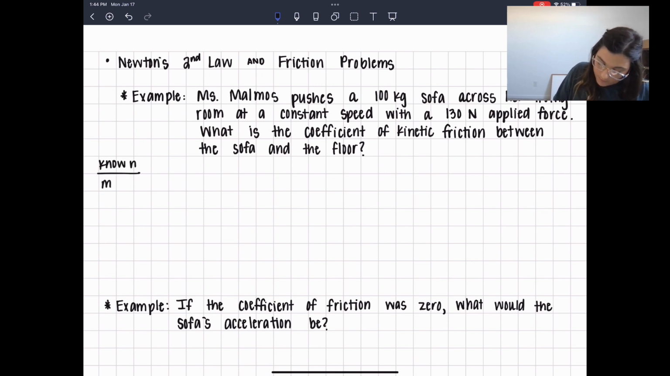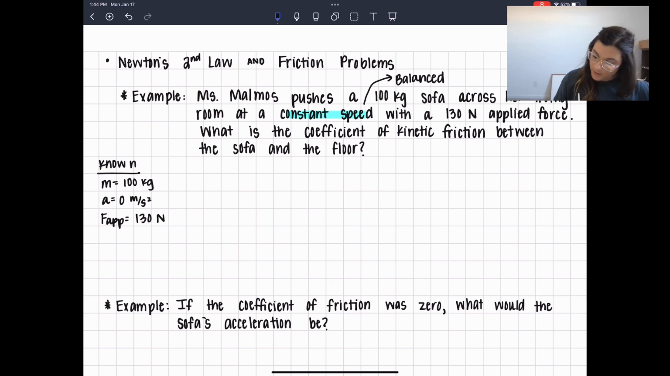I know the mass of the sofa is 100 kilograms. I know that it's going at a constant speed, so that means acceleration is 0 meters per second squared. That also tells me another important bit of information. If it's at a constant speed, that means that the forces acting on the sofa are balanced forces. And I know that the applied force from Ms. Malmos is 130 newtons.